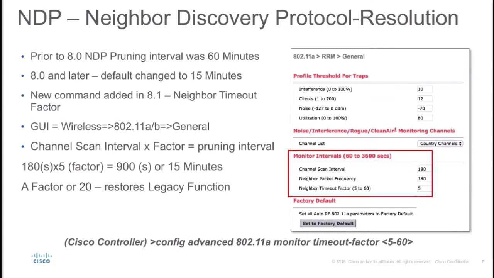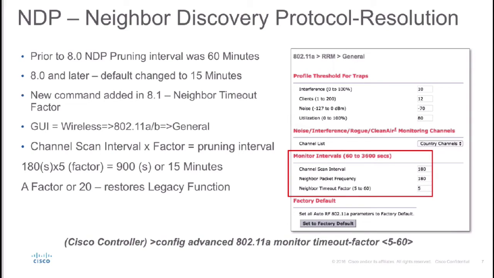All right, you want to go to the next slide? This covers the Neighbor Discovery Protocol resolution and the NDP timer. A new command introduced in 8.1 is the NBP, or the Neighbor Timeout Factor. By default, up through 8.0, this was 1 hour. The reason for this is that NDP is very much a probability argument. We don't have free reign to transmit in DFS channels, so we tend to have less resolution there.